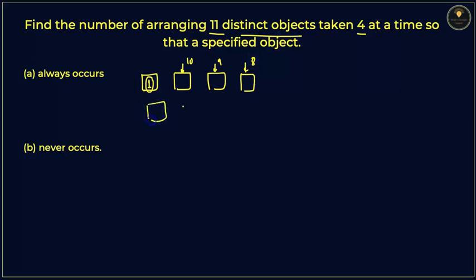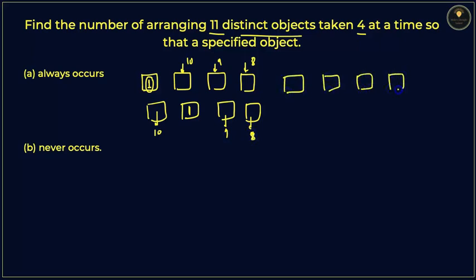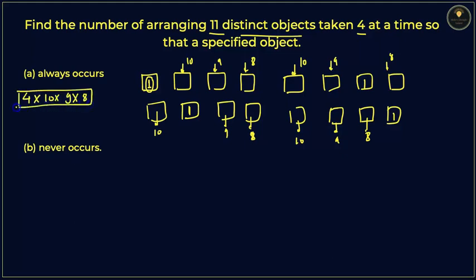Now in the second case it is occurring at the second place, so I will write it here, and then again we are getting 10, 9, 8. Similarly in the third one and in the fourth one you are getting the same thing. Here you are getting the third place, here the fourth place, and here also you are getting 10, 9 and 8. Now what we can do is write 10, 9 and 8 four times. So we will write it as equal to 4 multiplied with 10, 9 and 8. That's the answer that you will get.